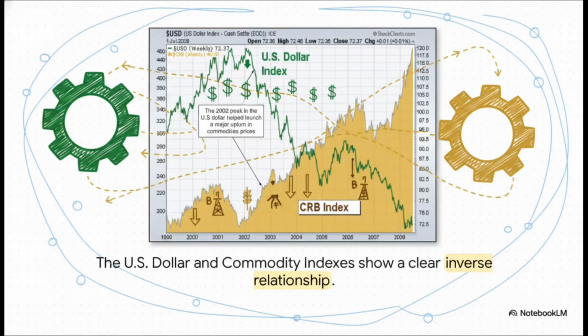And check this out, because this chart is fascinating. It shows another one of these powerful seesaw relationships in action. On top, in green, you've got the US dollar. And below it, in gold, is a major commodity index. I mean, look at that. They are almost perfect mirror images of each other.